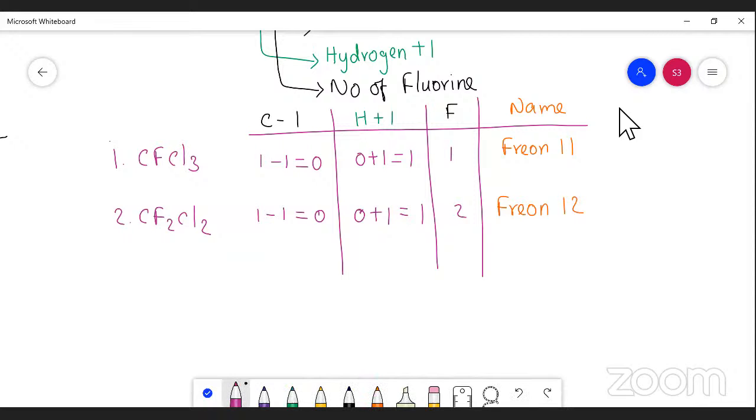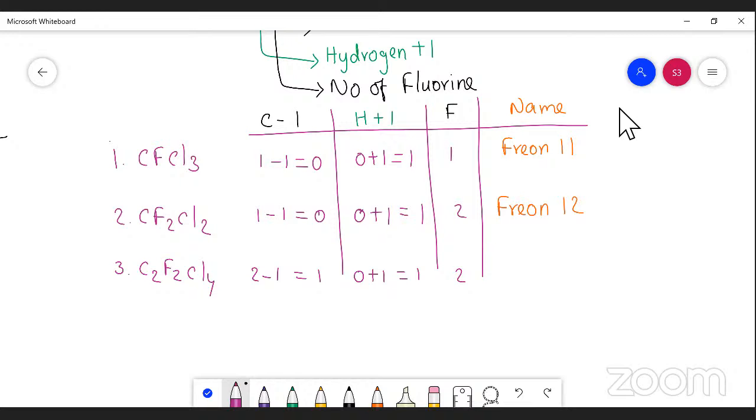Next compound, we are taking the third one. It is C2F2Cl4, with Cl 4 times. Now, number of carbon? That is 2 carbon, so it is 2 minus 1, which is nothing but 1. Number of hydrogen? There is no hydrogen, so 0 plus 1, so it is 1. Number of fluorine, it is 2.